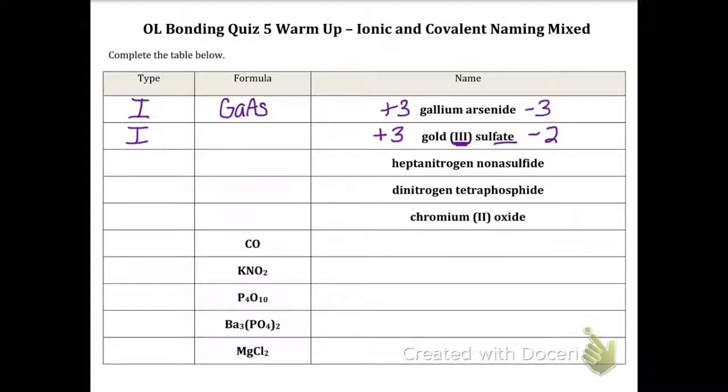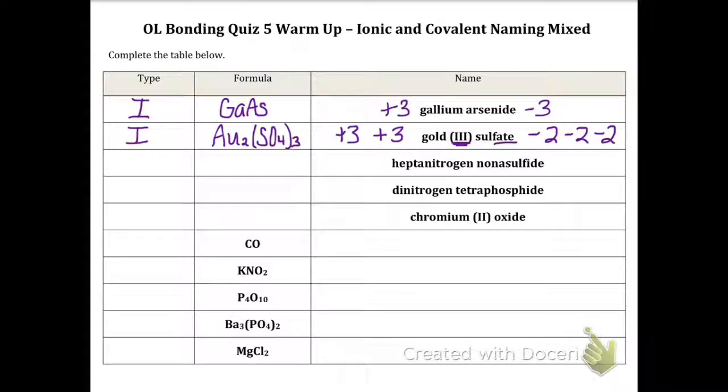If we want to cancel out the charges, how many of each do I need so that it becomes a neutral compound? Well, I can add another +3, another -2, so I have 6 and 4. So if I add another -2, it now becomes 6 and 6, cancels out. So how do I properly write that? I need how many golds? I need 2. Sulfate is a polyatomic, so I need parentheses, and I need 3 of them. So that's how we write gold 3 sulfate.